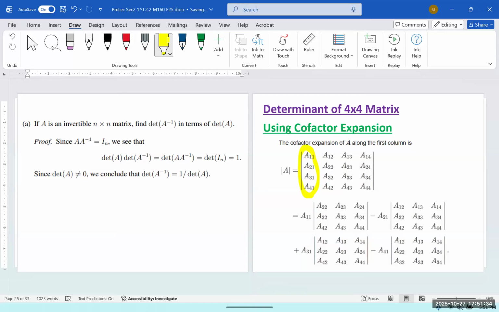So you take the first element of the first column. As a result, you don't use the first row or first column, and you multiply by the determinant of the 3x3 smaller matrix. And then you have to remember your position. The first one is positive, then negative, then positive, then negative. Once you take the first element and multiply by the determinant of the smaller 3x3, then you go to the next element.